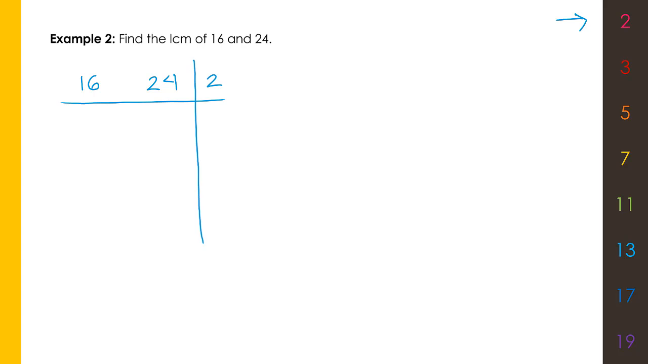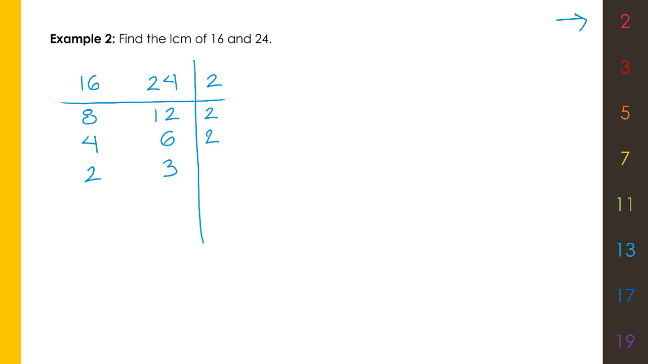16 over 2 gives us 8, so we write it beneath the 16. Now 24 over 2 gives us 12, we write it beneath the 24. We check if we can divide again over 2. 8 over 2 gives us 4. 12 over 2 gives us 6. We continue using number 2. 4 over 2 gives us 2. 6 over 2 is 3.